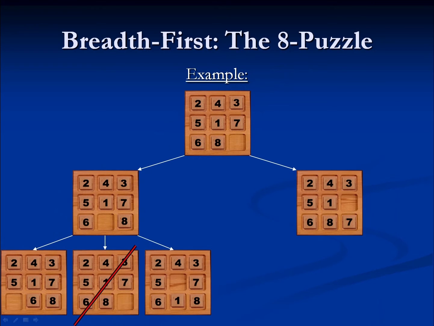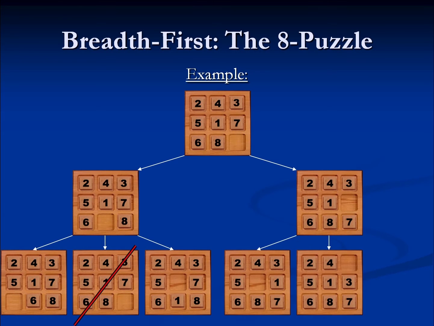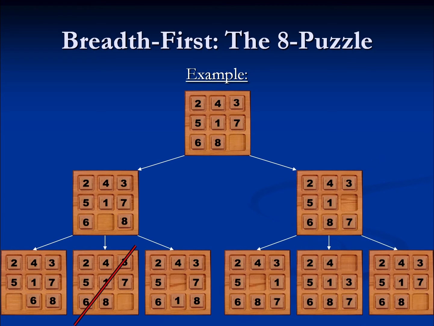If we pull the next element out of the queue, we have 3 options again. If we move the 1 over, we get this problem state, which is not a duplicate and will be added to the queue. If we move the 3 down, we'll get this problem state, which is also not a duplicate and will be added to the queue. And if we move the 7 up, we'll get this problem state, which is a duplicate again of the first state, so we will not add this one to the queue, and so on and so forth.